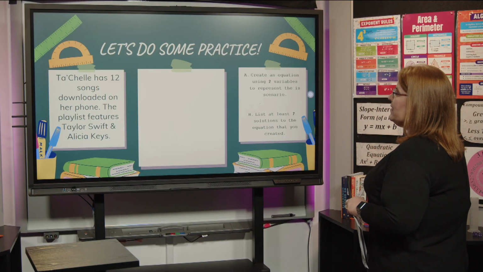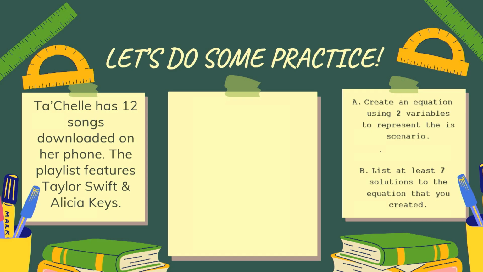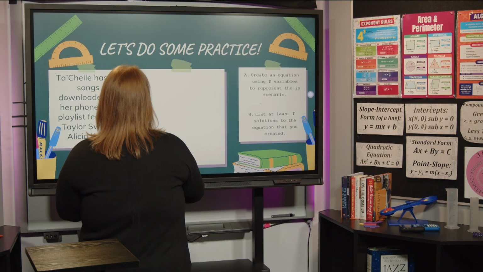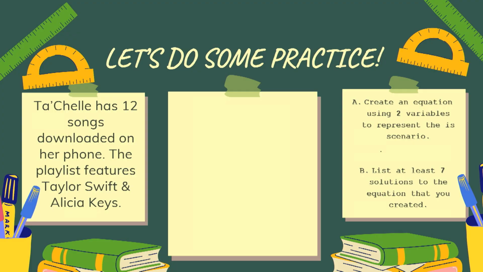All right, let's do some practice. Tashelle has 12 songs downloaded on her phone. The playlist features Taylor Swift and Alicia Keys. Create an equation using two variables to represent this scenario. List at least 7 solutions to this equation that you created. All right, so let's go ahead and write down what we think this could possibly be. So I know that I've got Taylor Swift plus Alicia Keys equals what? 12 songs. So how can I have my S and my K? What could I have for those values?